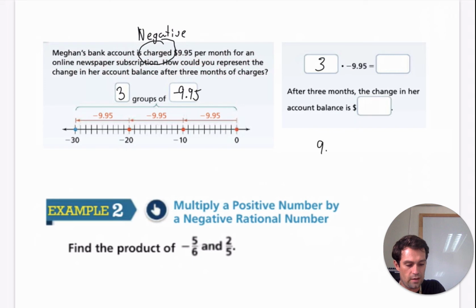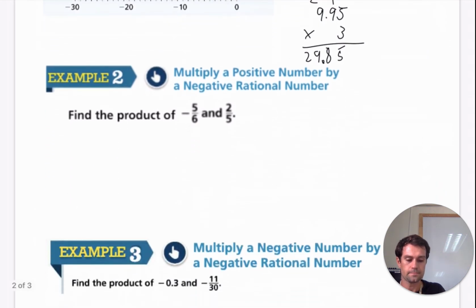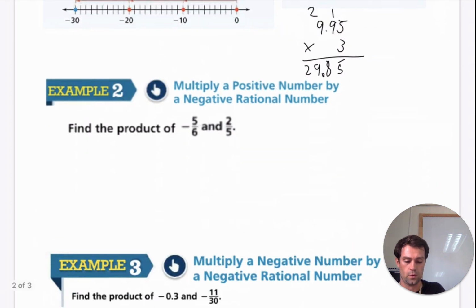So 9.95 times 3. Go ahead and do that, and I'll do it here. It is 15, and 27, 28, and 9 and 3 is 27, 29. So it is 2 decimal places, so you should have 29.85. Negative 29.85, right? It's gone down. All right. Go ahead, I'll have you do another one on your own.